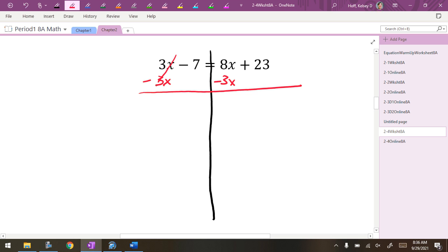3x minus 3x cancels. What am I going to drag down on that left side? Don't lose the negative. Negative 7. Type this in just like it is. 8 minus 3, 5x. And don't forget to drag down plus 23. Plus 23.